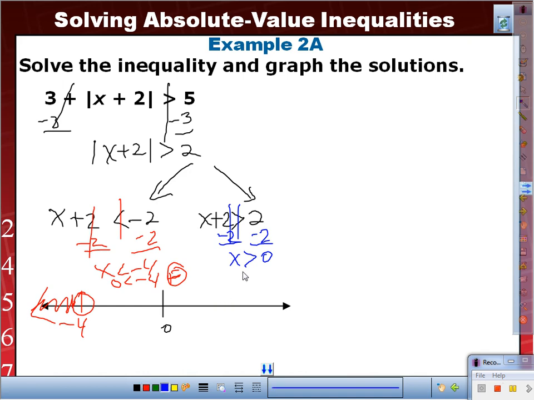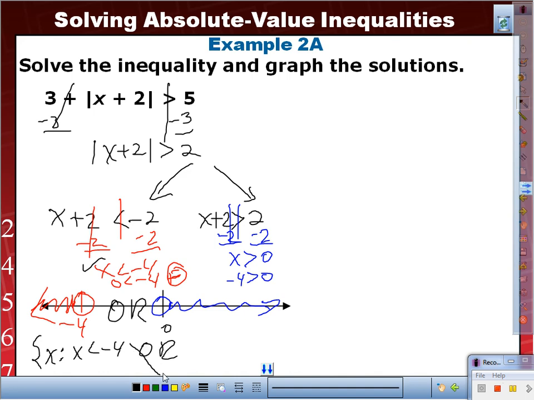This one, my dividing point is 0. I can't test with 0. I'm going to test with the other number, which is what? -4. Is -4 greater than 0? No, so that means I'm going this direction. And this is a what? Or, so check how we write the solution set. Solution set of x such that, what was my solution here? X less than -4. Or you can use this symbol. And then the other one, x greater than 0.